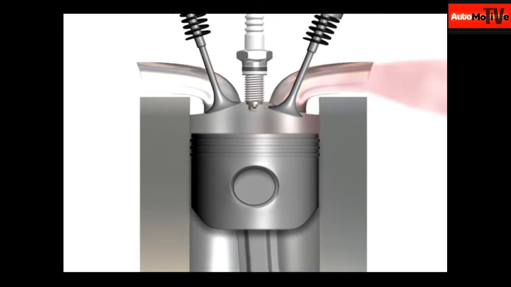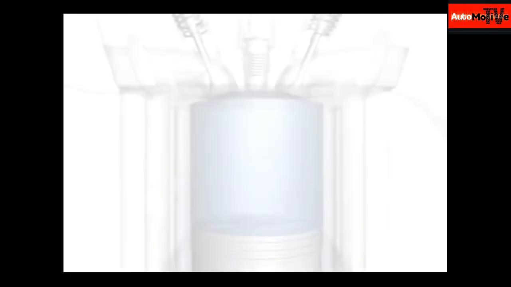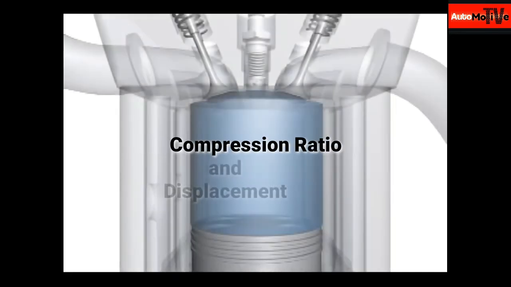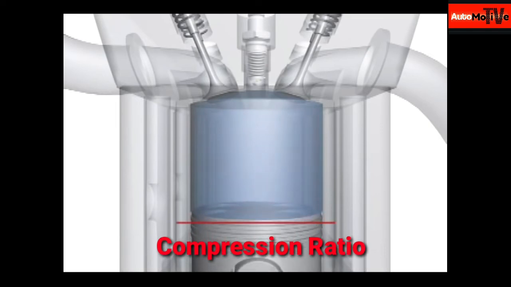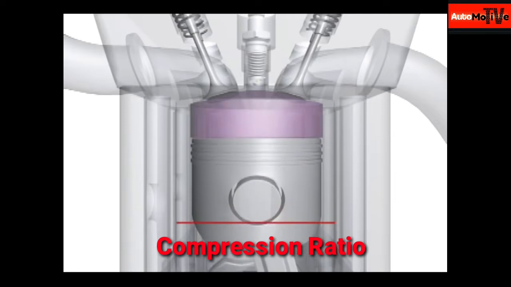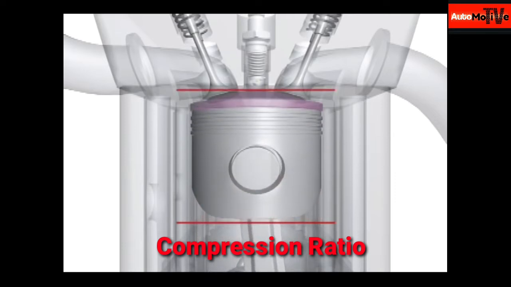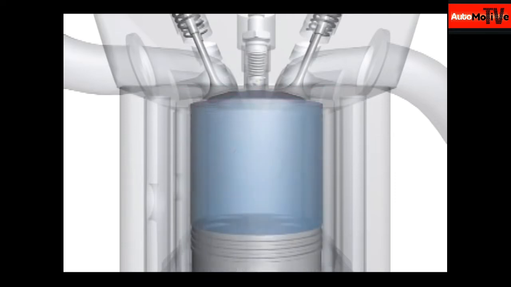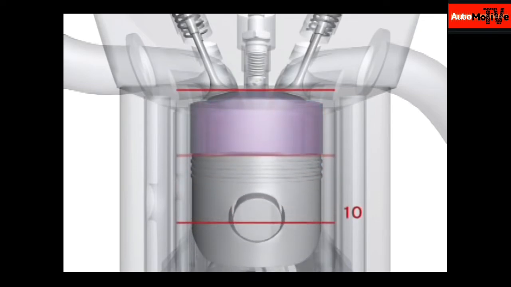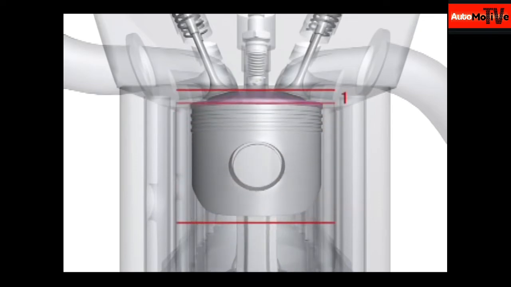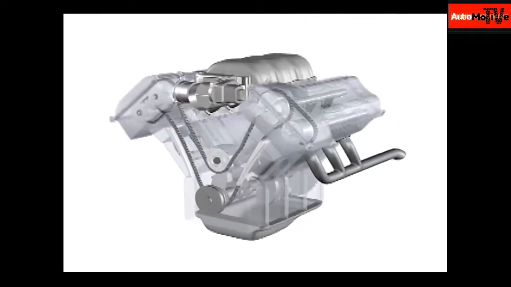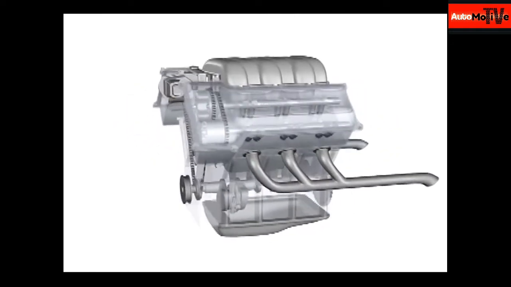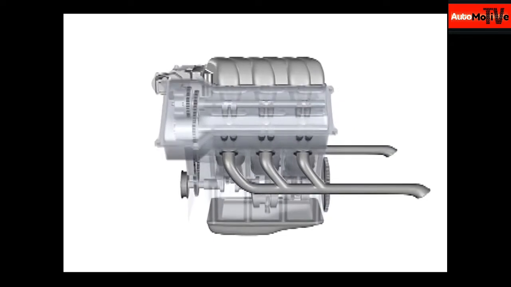Two terms you may be asked to explain to customers are the engine's compression ratio and displacement. Compression ratio is the ratio between the total volume of a combustion chamber and cylinder when the piston is at the bottom of its stroke and when the piston is at the top of its stroke. In this example, the compression ratio is 10:1. Higher compression ratios produce more power but require higher octane fuel than engines with lower compression ratios.